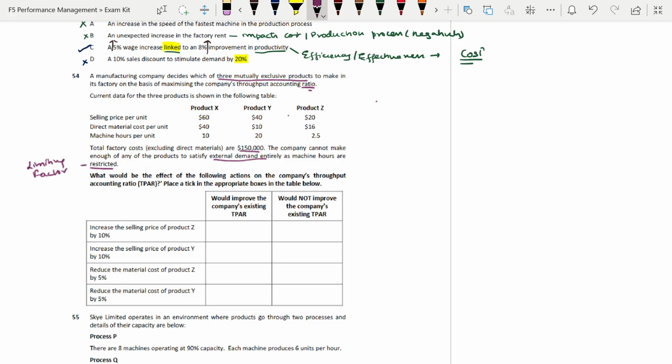Product Z, increase the selling price by 10%. Selling price is 20 plus 10%, so 20 into 1.10. It comes to how much? 22. Okay, 22.